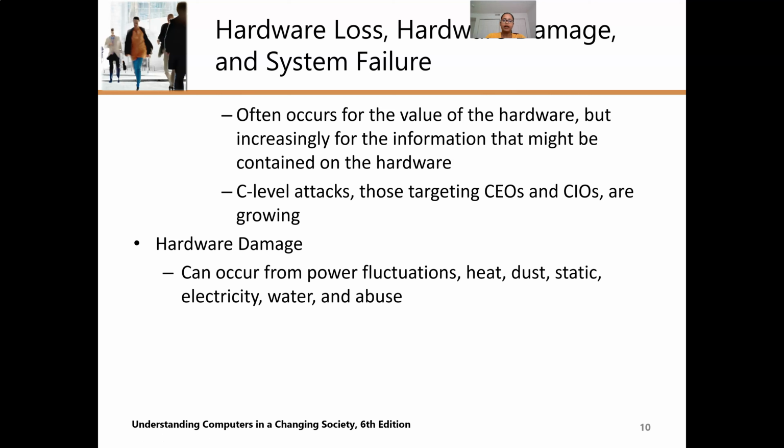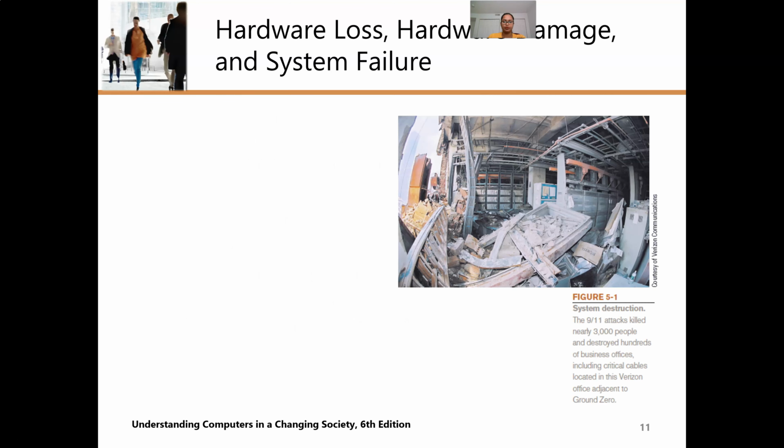Apart from hardware theft, there could be hardware damage which causes your data to be lost. It could be due to power fluctuations, or it could be due to extreme heat, dust, static electricity, water, and not taking care of your computer or mobile device properly. It could be accidental, or someone could intentionally come and damage your software or your hardware.